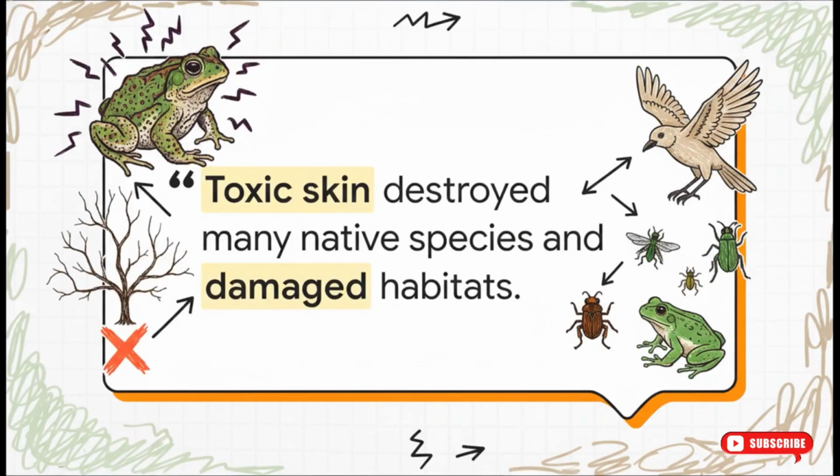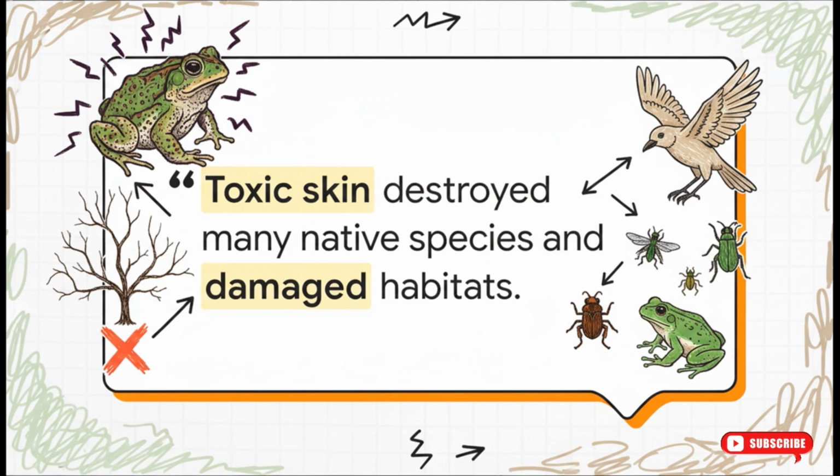A really prime example from our source material is the introduction of the cane toad in Australia. They were originally brought in to eat agricultural pests, but because of their highly toxic skin, the native predators couldn't actually eat them. They effectively became an ecological black hole. The toads consumed all the energy from the bottom of the chain, but because of their toxicity, nothing could eat them to pass that energy up. They completely bottlenecked the entire food web.